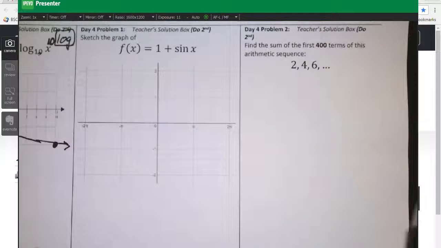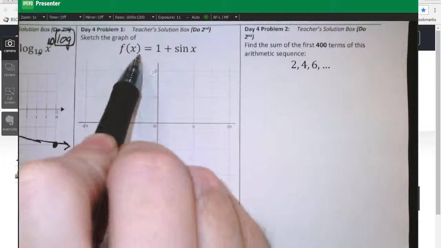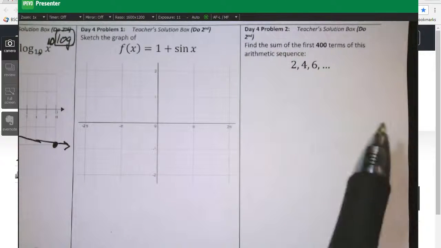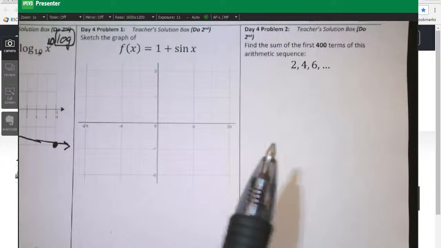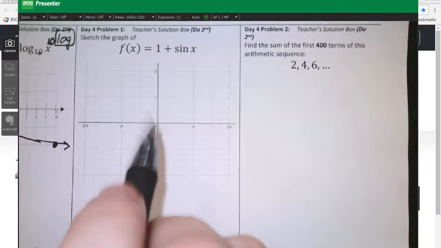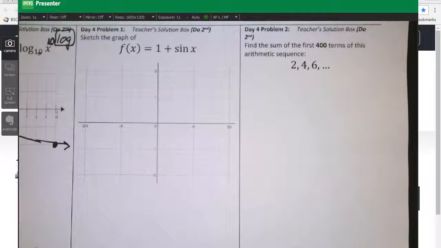Here's the answer for day 4, problem 1. Sketch the graph of this function. I notice this is a trigonometric function, so I'm expecting a wave. We're going to locate that wave by choosing different numbers for x, substituting them in, and finding the values of y. That will get us the dots.